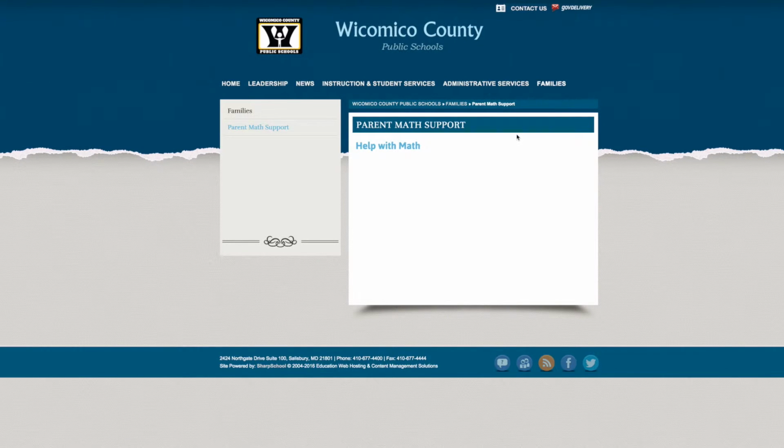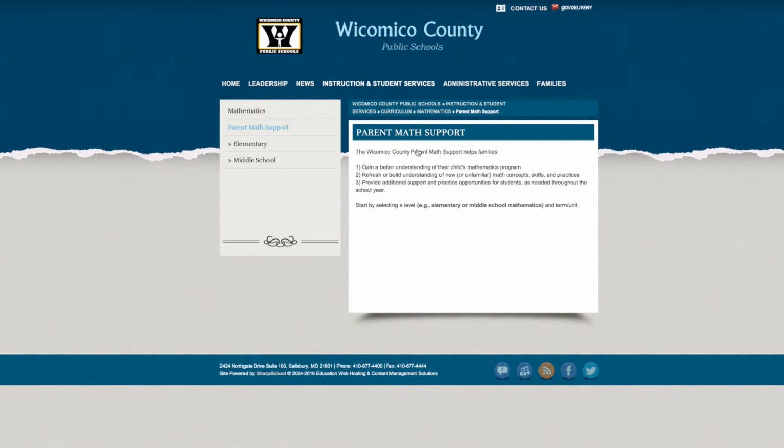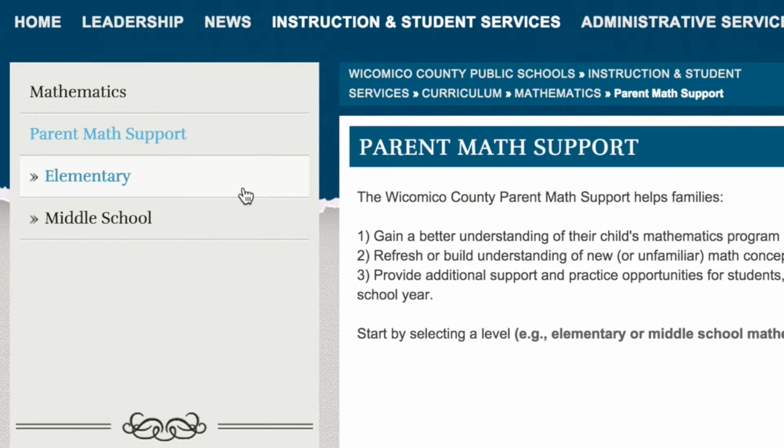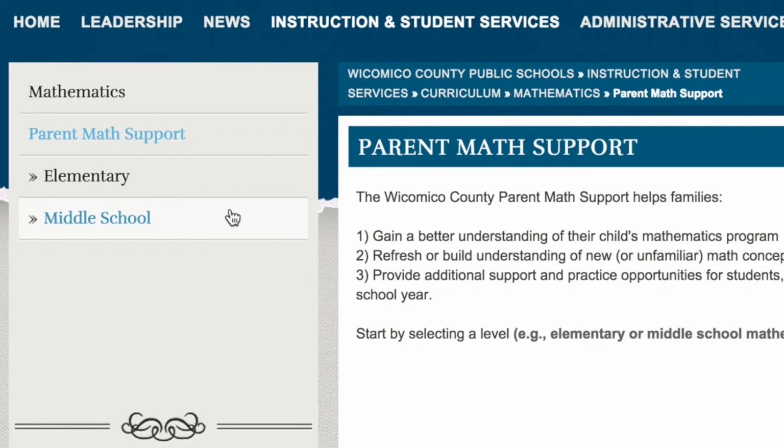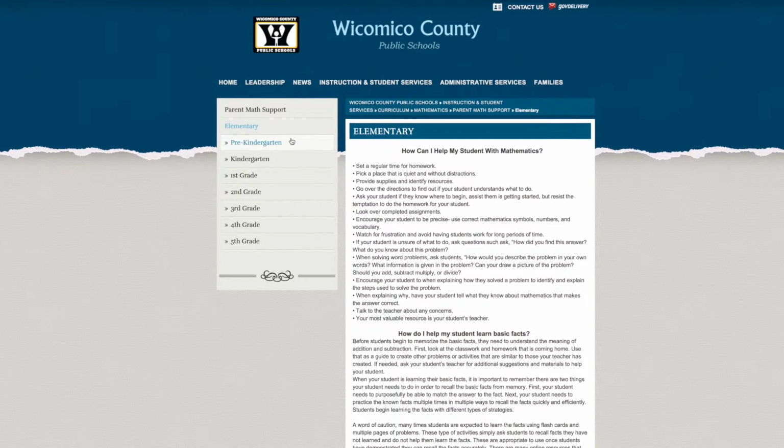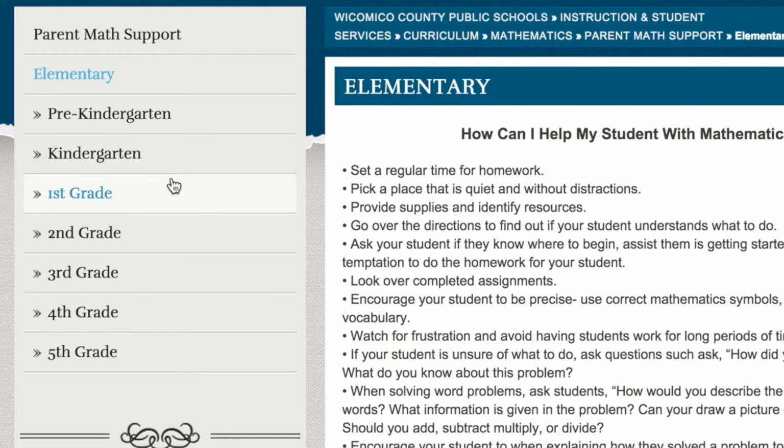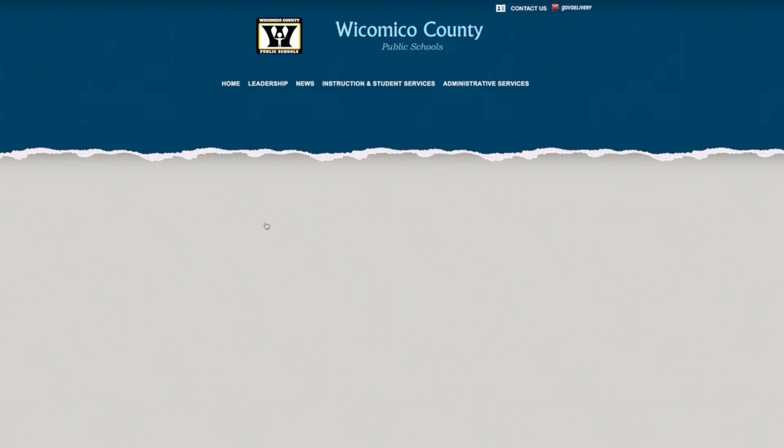Once you click this button, you should then click Help with Math and you'll be transported into our Parent Mathematics Support portal. You're going to notice on the left 2 buttons, one for elementary and one for middle school. Elementary services students from pre-K to 5, while middle school services students from grades 6 to 8. Today we're going to focus on elementary mathematics strategies. On the left you will see all of the grades that belong to the elementary grades. Today we're going to focus on grade 4, so all I'm going to do is click on 4th grade.